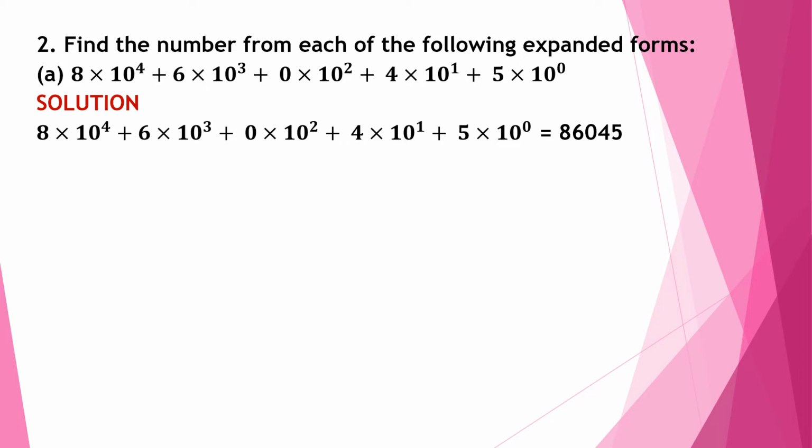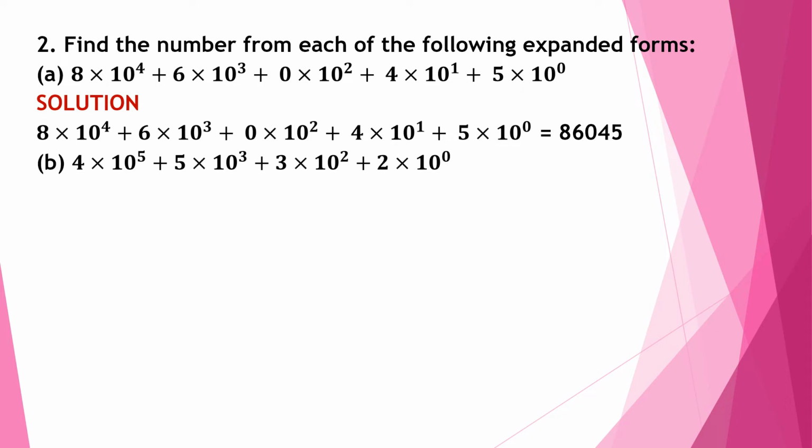After power 2 it will become power 1. So the number multiplied here is 4, so our next digit in the number is 4. And the last power is 0. The number multiplied is 5. So the last digit, that is the ones place digit, will be 5. So the number formed is 86,045.